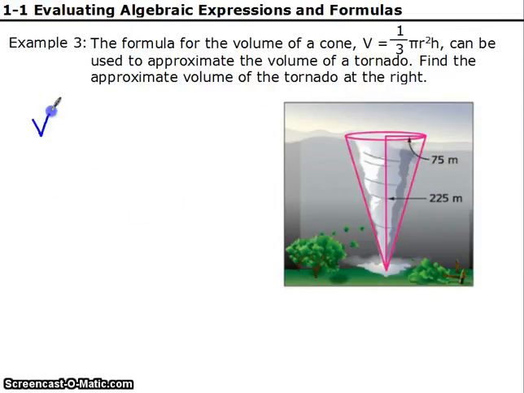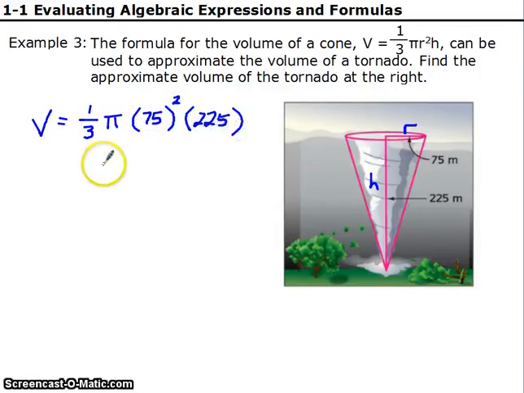We just need to plug those in. We know that this is our r right here, our radius, and then this is our h, our height. So let's just plug those numbers in. We've got 1/3 pi, and then times 75 squared times 225. Now these numbers are definitely too big for us to try to do in our heads. So this is where we want to pull out our calculator.